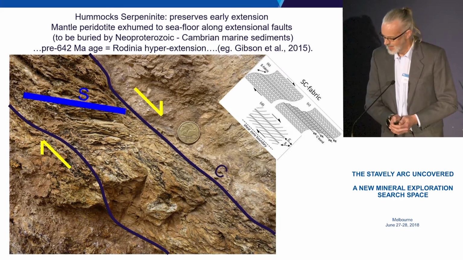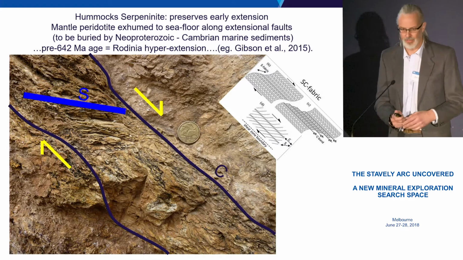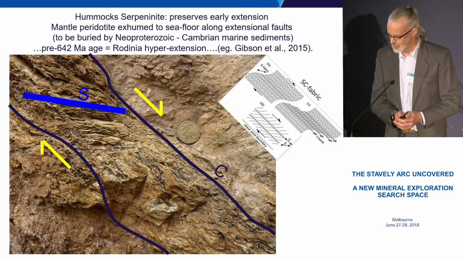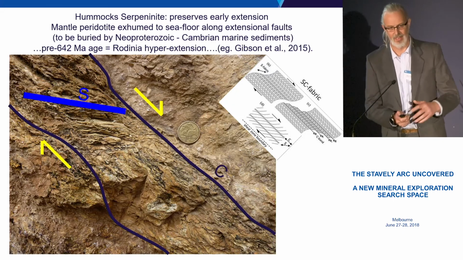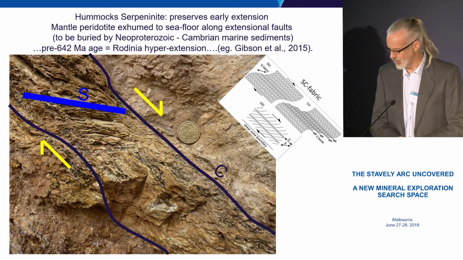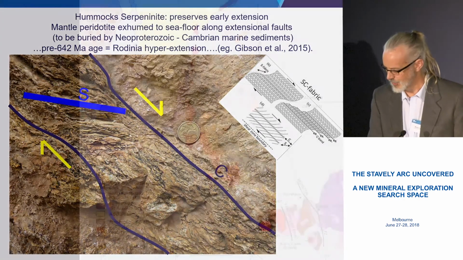So the model that George Gibson put forward, and we came up with a similar sort of model, is that the mantle peridotite was exhumed to the seafloor during Rodinia breakup, and then it had these Neoproterozoic to Cambrian sediments conformably stuck on top. I think that is a simple story that makes sense.